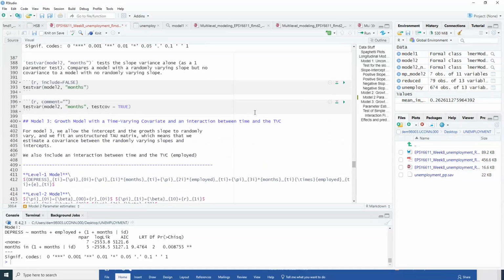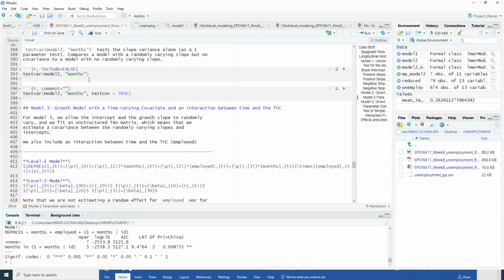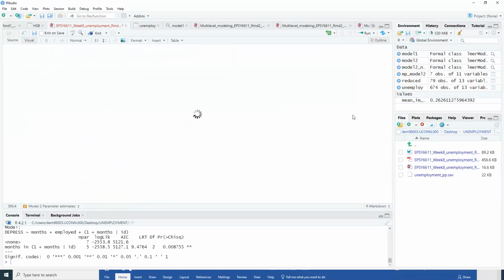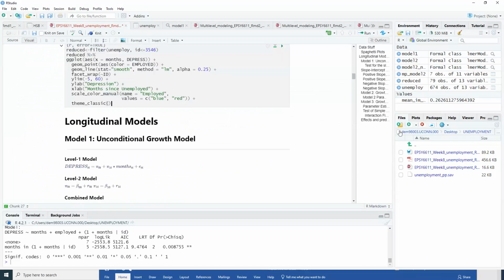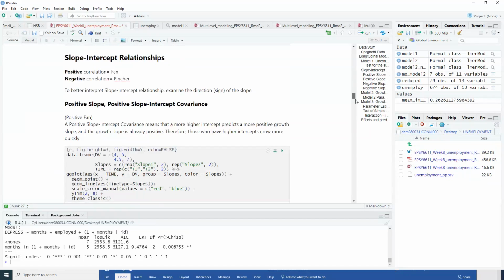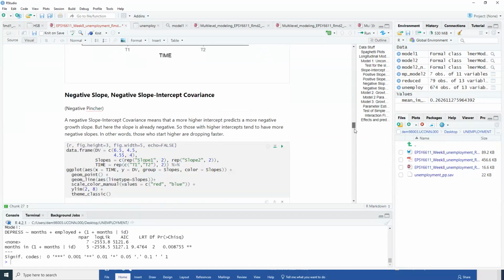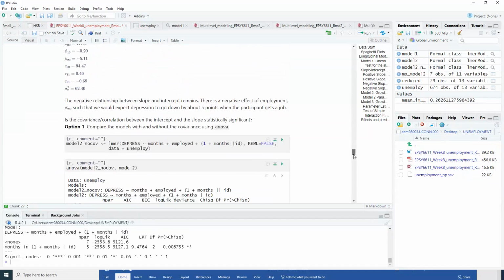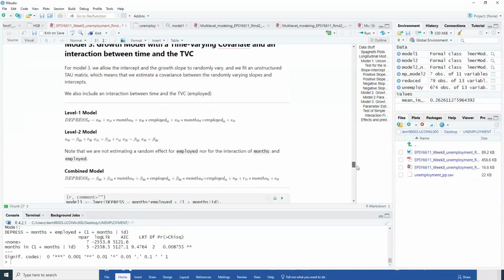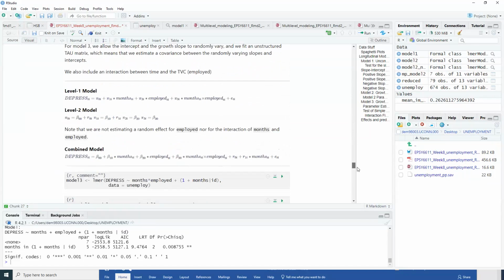Okay. So growth model now with the time varying covariate and an interaction between time and the time varying covariate. Yay! So let's see. Go back to visual here for a second. Scares me. I don't know why it scares me so much to do this. It does though. But it looks prettier. Okay. So here we go. Look, here it is.